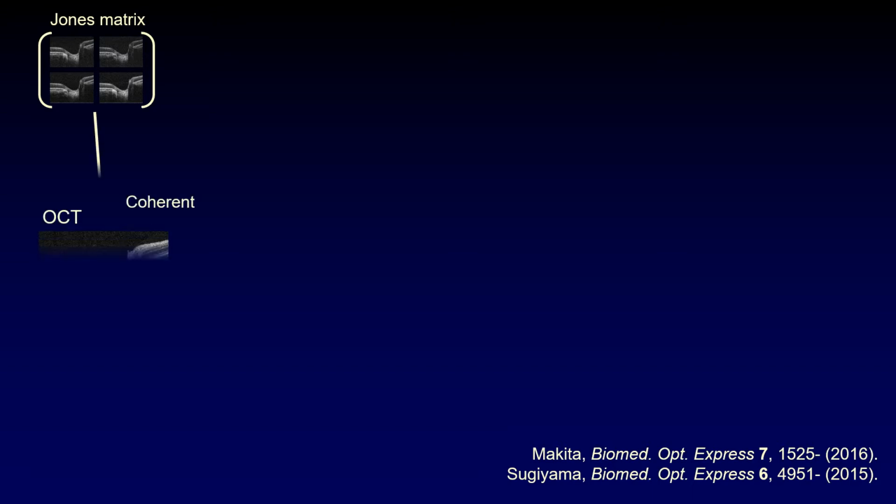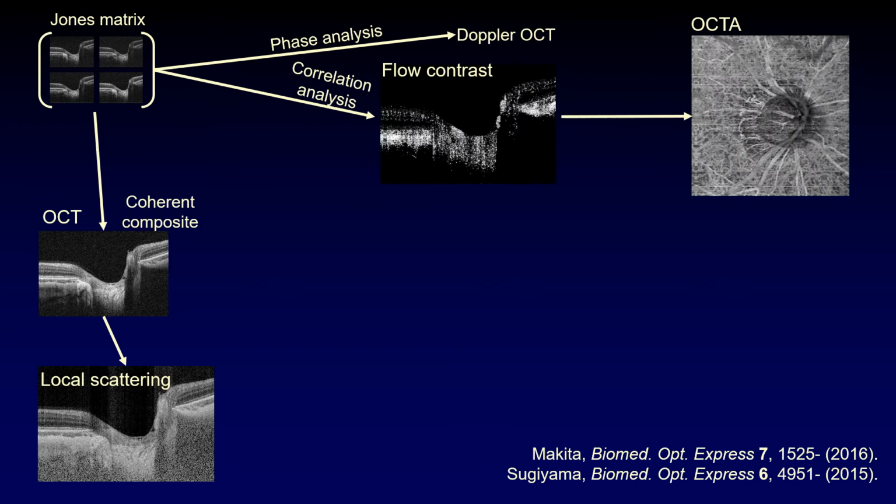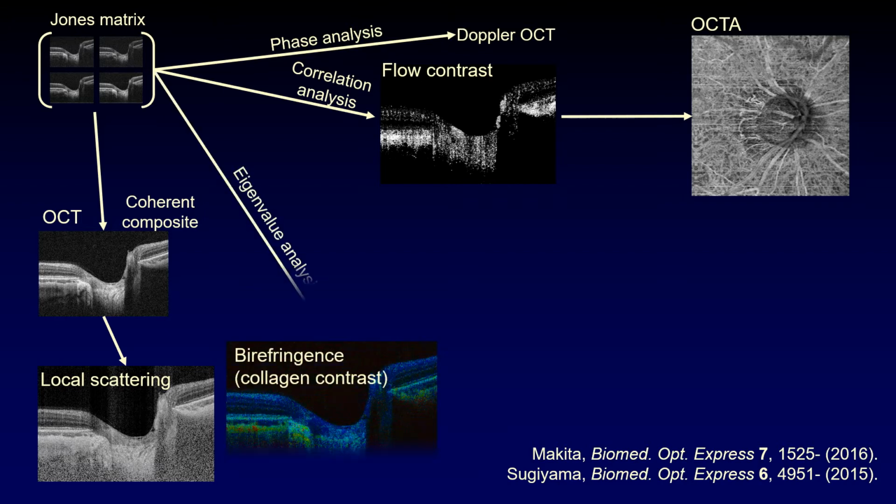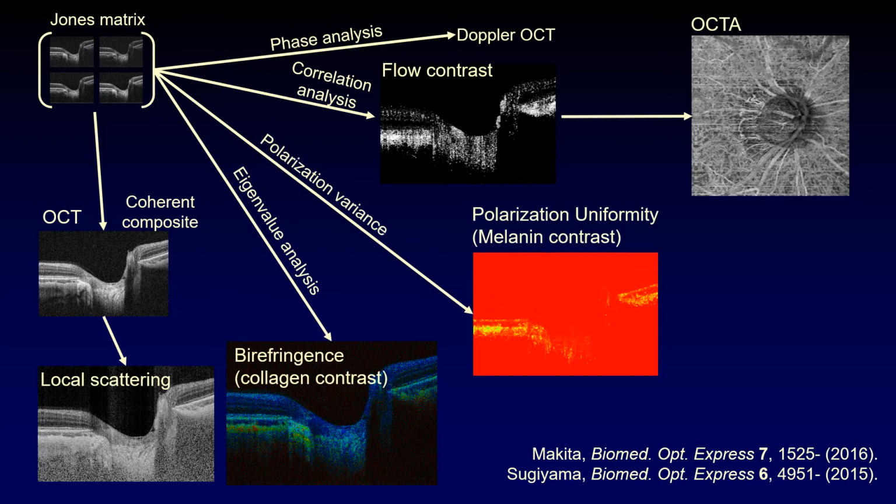It might include a high-sensitivity OCT image and also a local scattering image. By applying phase analysis and time correlation analysis, we can compute flow contrast and OCTA. In addition, by applying polarization-sensitive processing, we can compute the birefringence image, which is known to be sensitive to collagen, and also the polarization uniformity image, which is known to be sensitive to melanin.